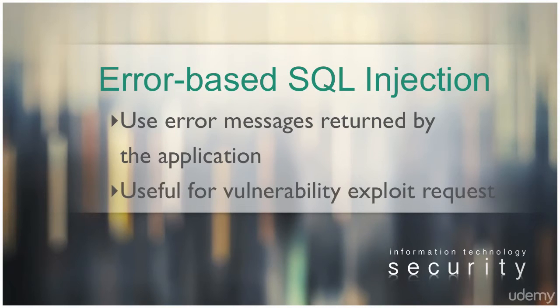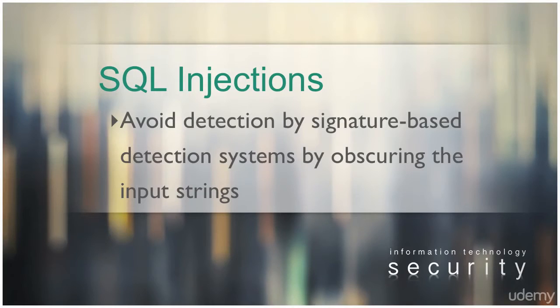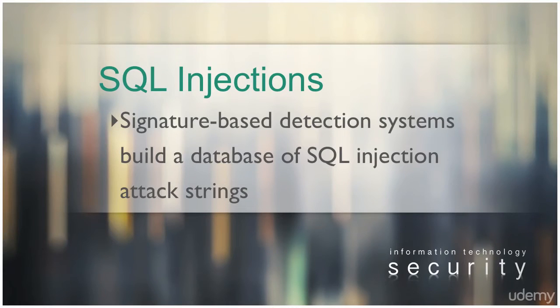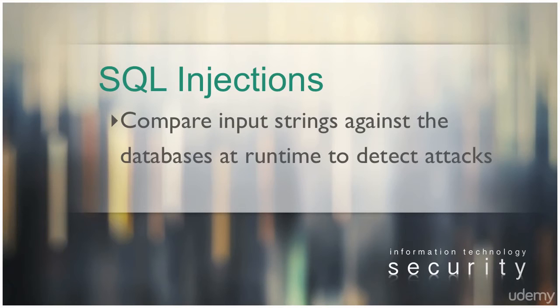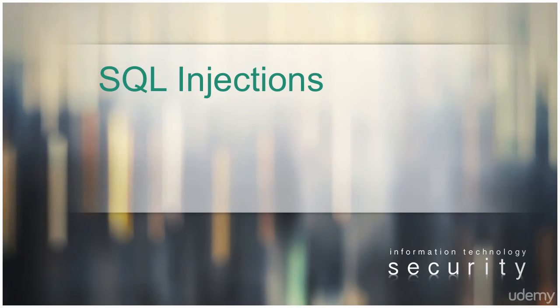They are very useful for building a vulnerability exploit request. There are even chances of automated exploits based on the different error messages generated by the database server. Attackers try to avoid detection by signature-based detection systems by obscuring the input strings. Normally, signature-based detection systems build a database of SQL injection attack strings. They compare input strings against the signature database at run time to detect attacks. If there is a match of the attack's signature with one in the database, then it immediately triggers an alarm.